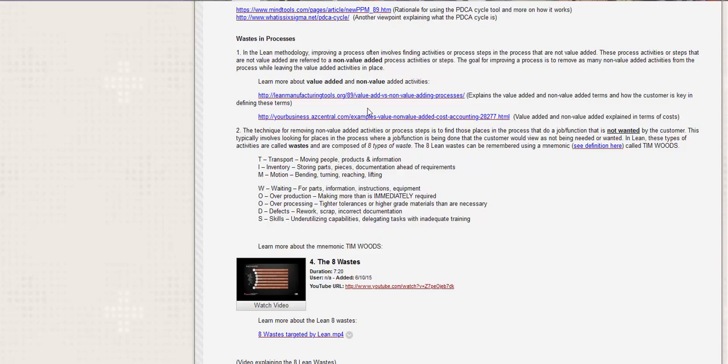A technique for removing non-value added activities or process steps is to find the places where they do a job that is a function that is not wanted. This typically involves looking for places in the process where a job function is being done that the customer would view as not being needed or wanted. In Lean, these types of activities are called wastes and are composed of 8 types of waste. They're called Tim Woods. Pretty clever, huh? Transport, inventory, motion, waiting, overproduction, overprocessing, defects, and skills.